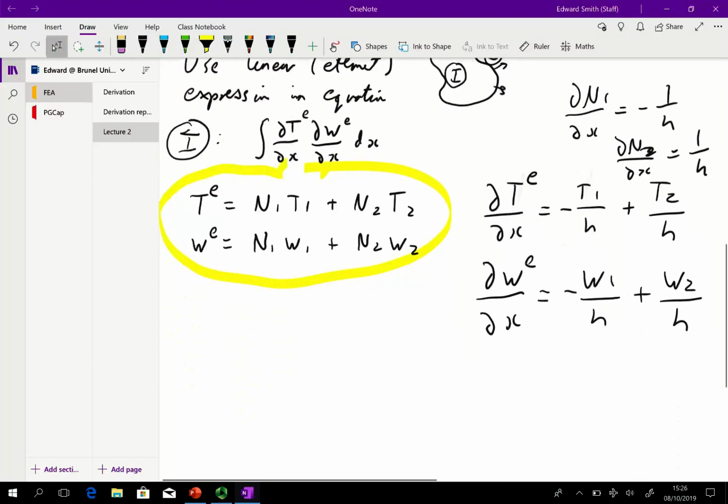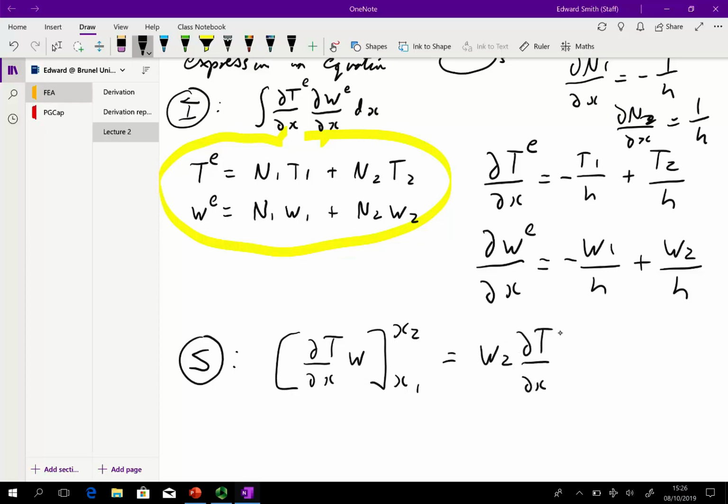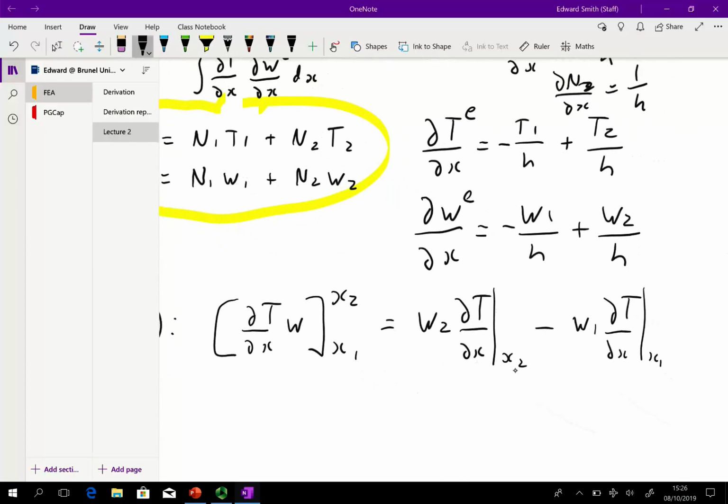Okay. Let's consider the surface terms next. The surface terms are just W dT/dx over the domain omega, and we're just going to put in limits x1 and x2. So you can think of that as giving us W2 dT/dx at x2 minus W1 dT/dx at x1. So all this is saying is that we're taking the dT/dx value at x2 and the dT/dx value at x1. So we're just substituting in the limits into this function to get an expression for the fluxes at those points.